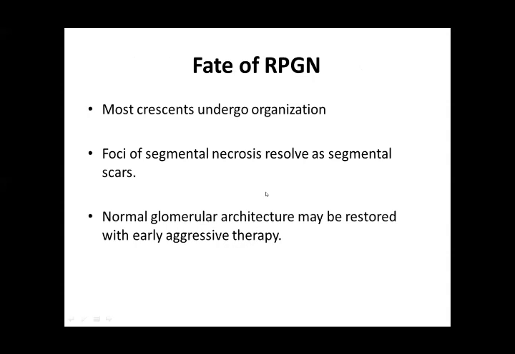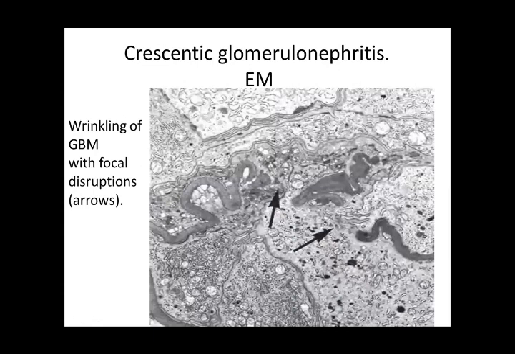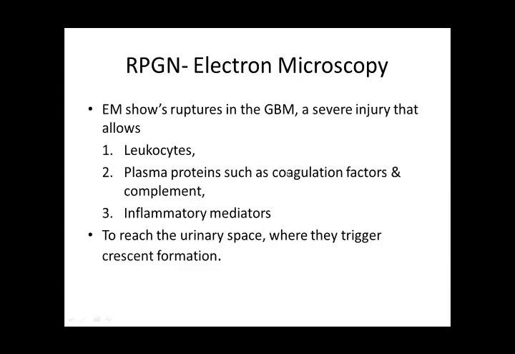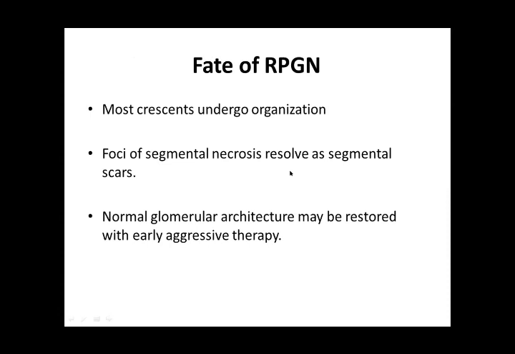Most crescents undergo organization. Whenever in any area of the body there is a long standing inflammation or such a havoc has been played, like rupture of the glomerular basement membrane, then eventually it will undergo organization. Foci of segmental necrosis resolve as segmental scars. So fibroblasts will come in and produce collagen, and the collagen will organize to form a scar.